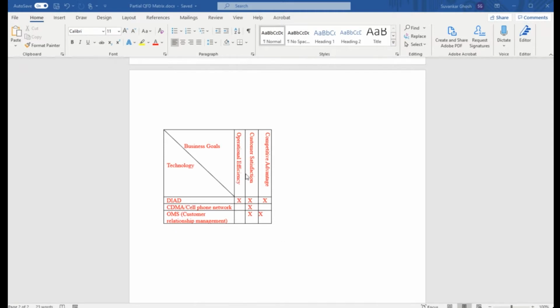In other words, it supports why you think a technology is helping in customer satisfaction. How do you see that? How do you justify those crosses that you placed in your matrix?